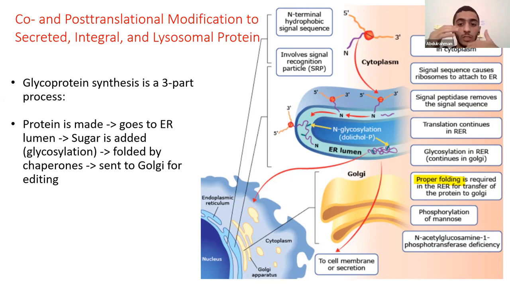Okay, so we said the protein is there. We're going to add the sugar on the protein. We're going to fold the protein and package it. And then we can send it over to the Golgi and then to secretory vesicles to release outside the cell.